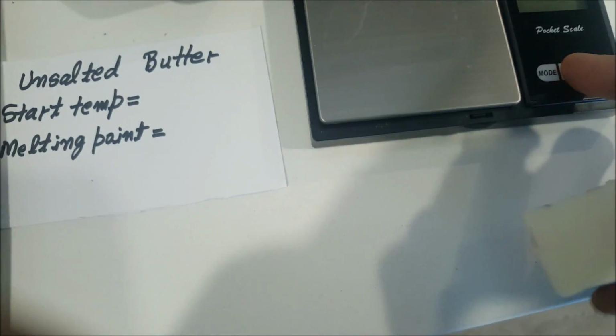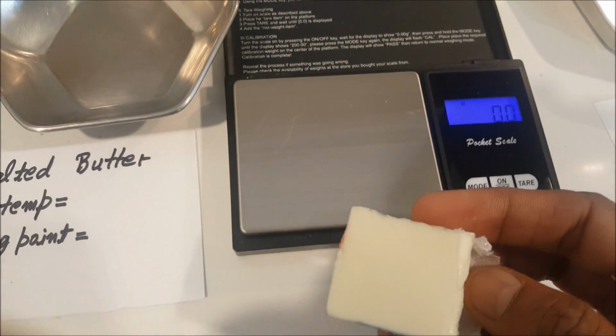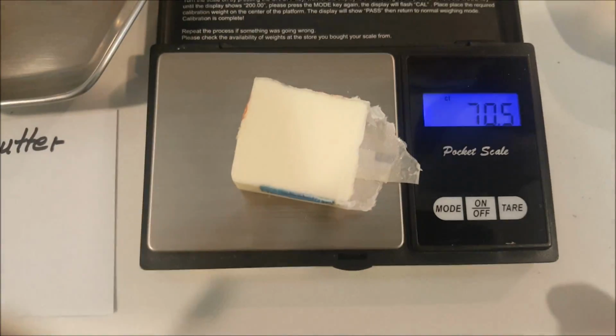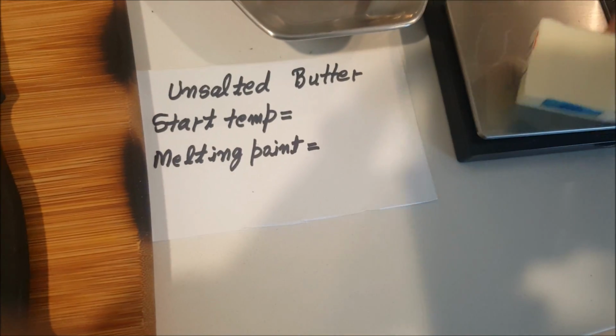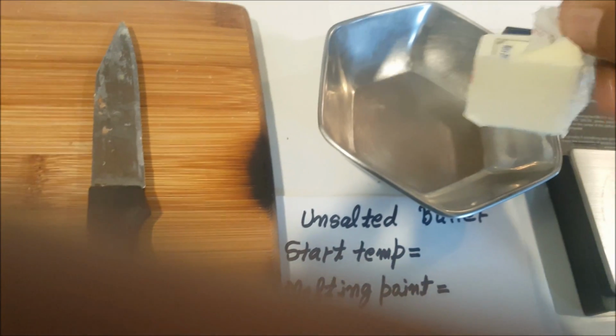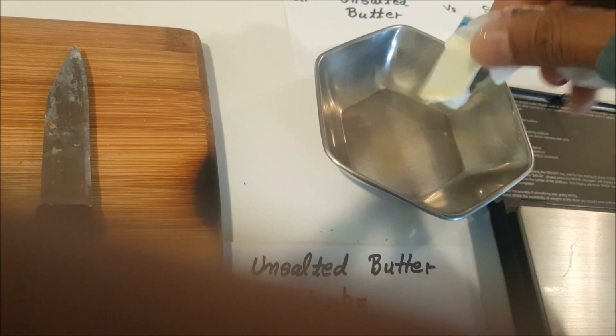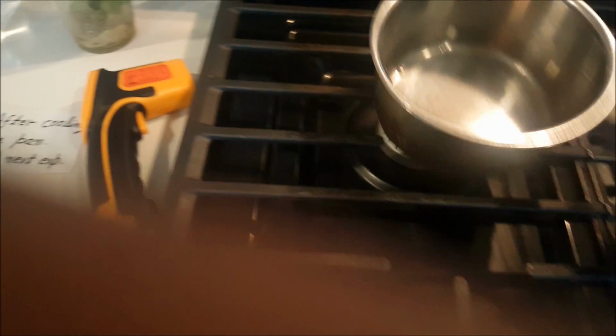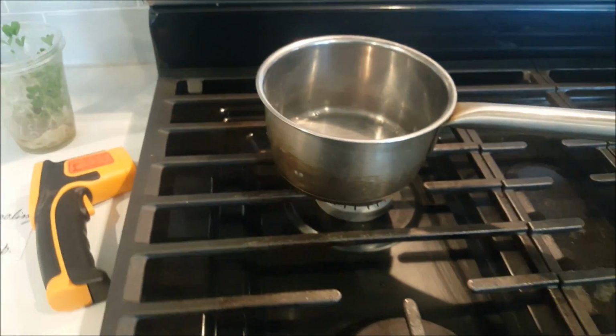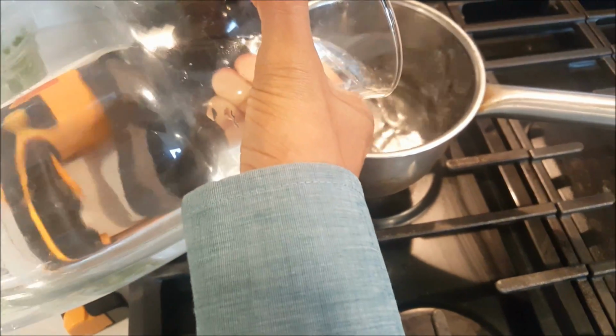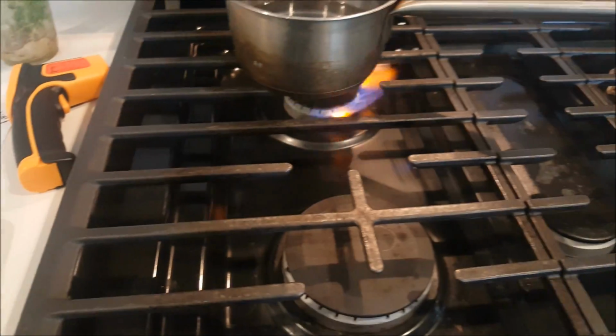Let's see how many grams it is. So this will be around 70 gram. Okay, actually it is already melting in my hand. So here we have unsalted butter. Next, cold pan, then water. Every time we have to start from room temperature water.